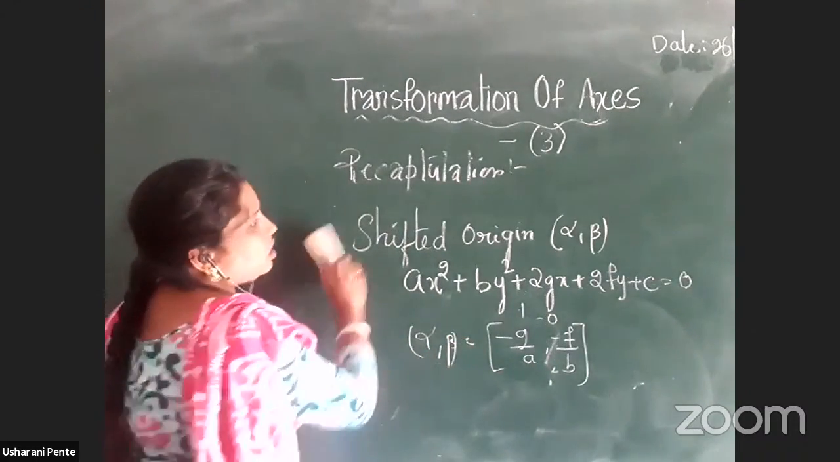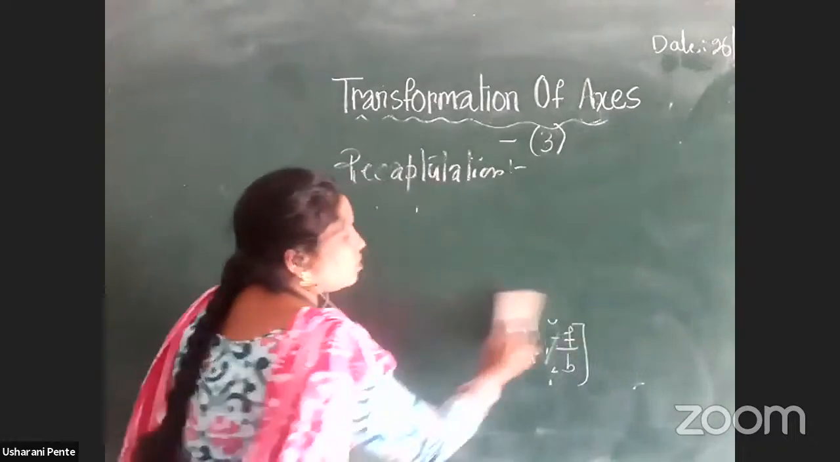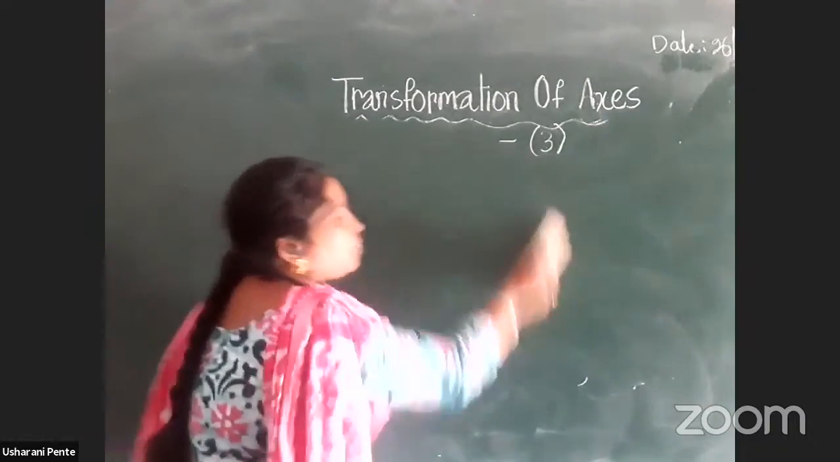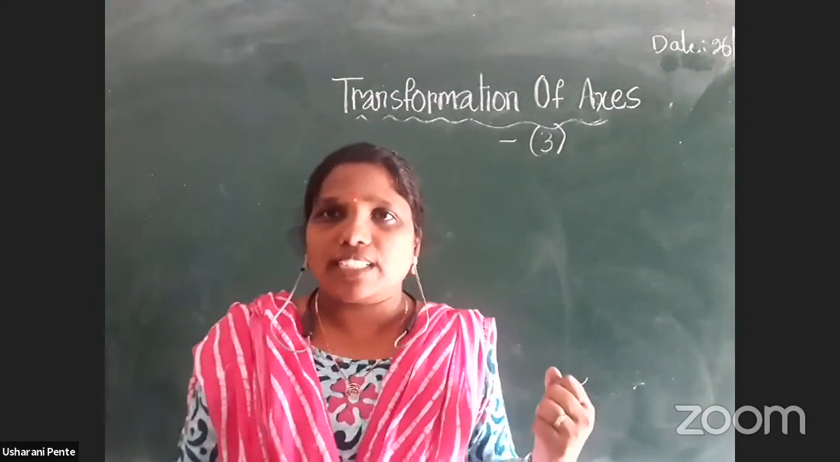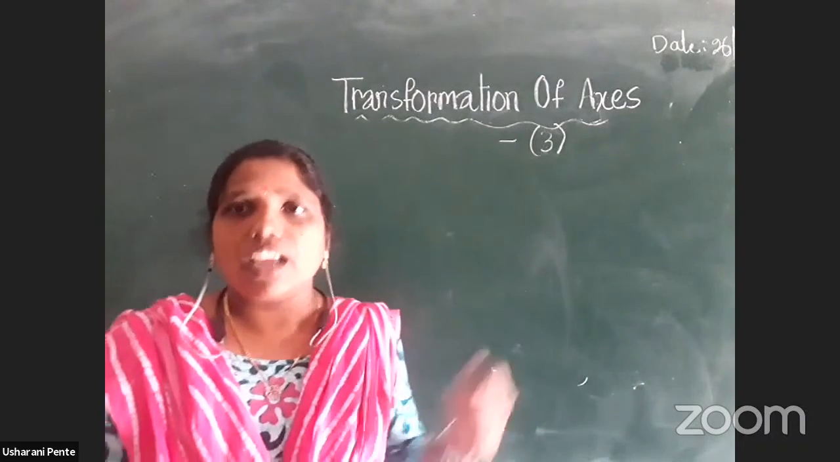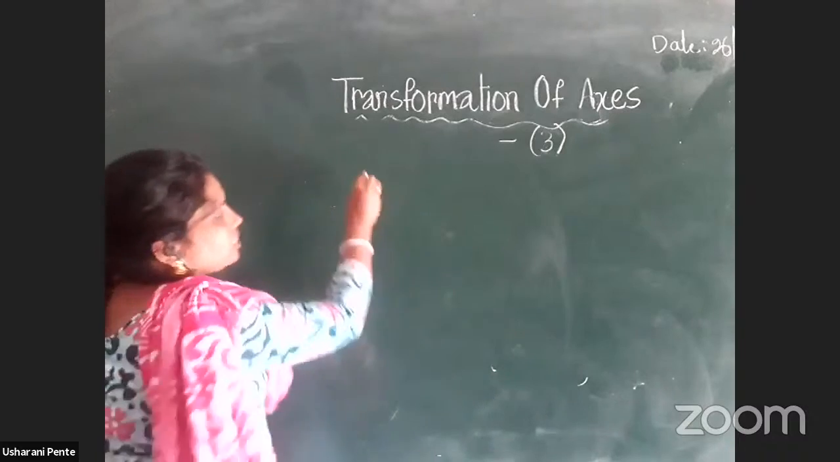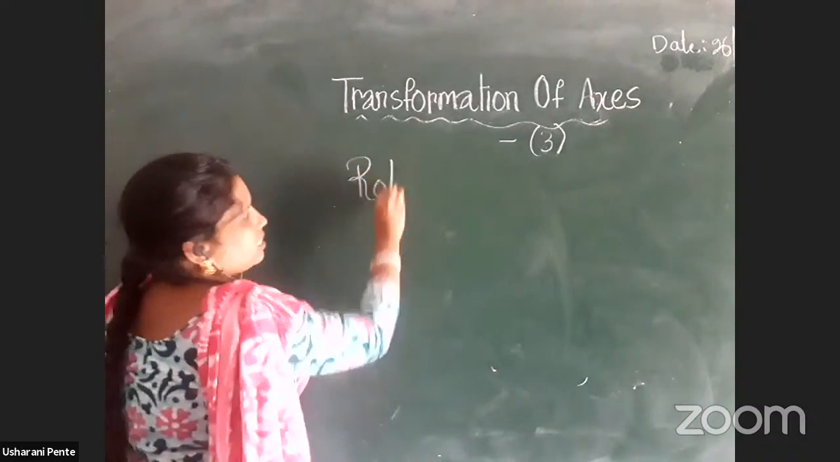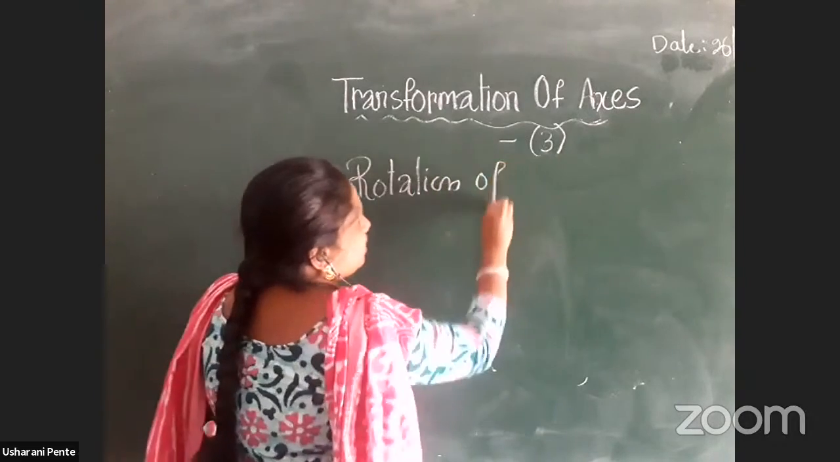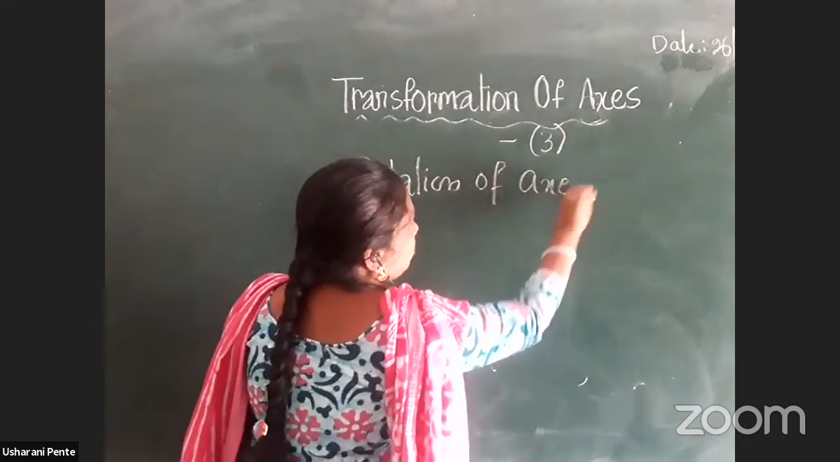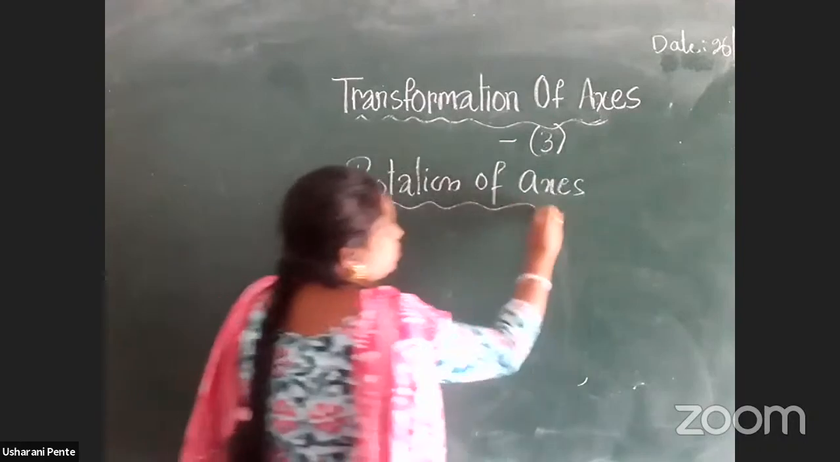Okay. So this is the recapitulation of what we discussed in the previous class. Today we are going to see the rotation of axis. What is meant by the rotation of axis?